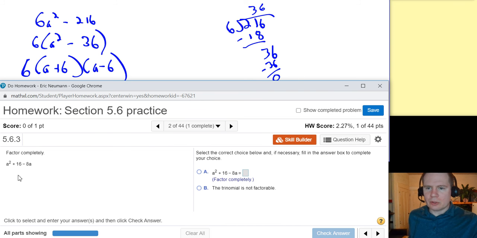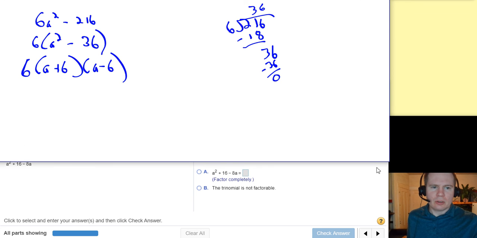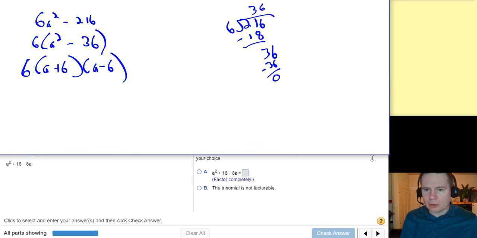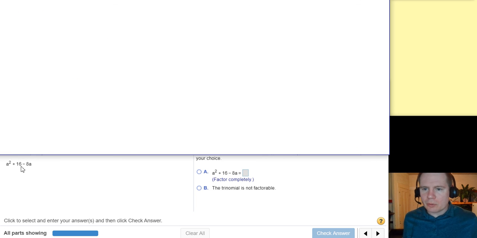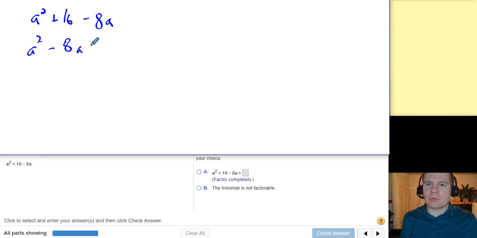All right, the next question. Now it's a trinomial, so let's see what I can do there. Maybe slide this up just a bit so I can see a little better. So, a squared plus 16 minus 8a. Well, the first thing I notice is it's not in standard form. This 8a term should be in the middle, so let me just rearrange that. The 8 has a minus in front of it, so that's minus 8a. The 16 has a plus in front of it, so that's plus 16.